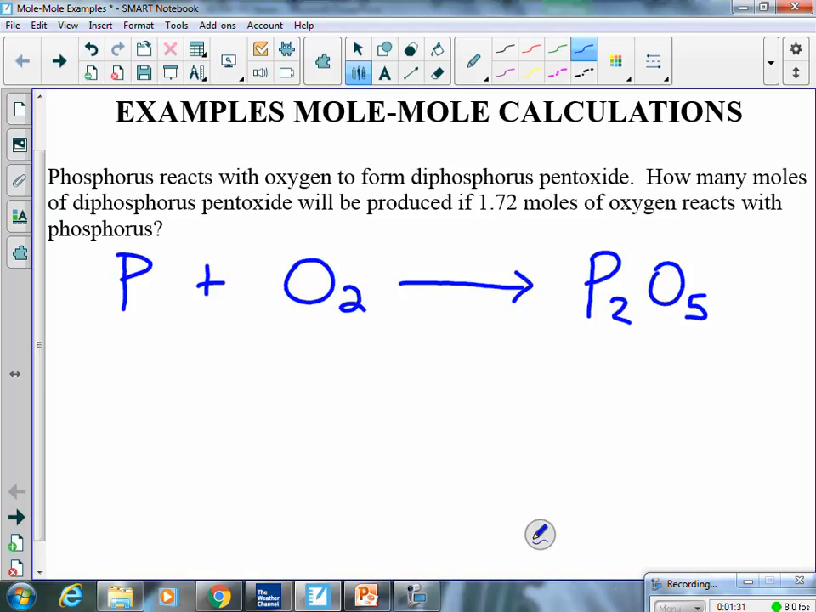So what I'm going to do is I can see my first problem is I need to have an even amount of oxygens. So I'm going to put that at 10. I'm going to put that at 5 now. And if I put a 4 here, I have balanced my chemical equation, correct?